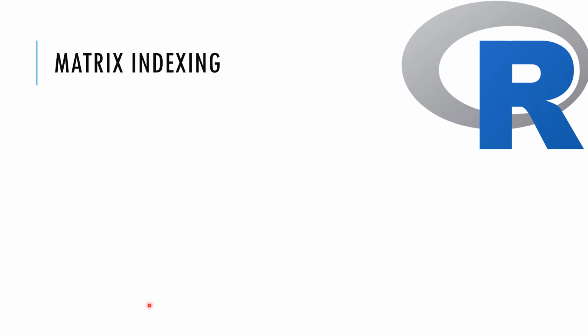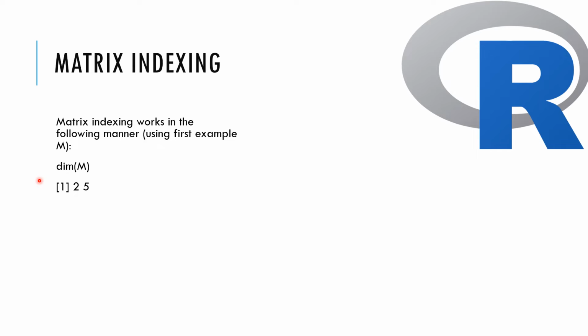So indexing in matrix is very simple in R. There is a function called dim, which displays the total number of dimensions and the values in R. If you put the name of that matrix inside the brackets of dim, it will display the dimension of the matrix. First one is for row, and second one is for the column. So 2 rows, 5 columns is a 2 by 5 matrix.